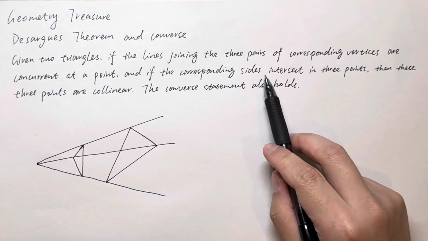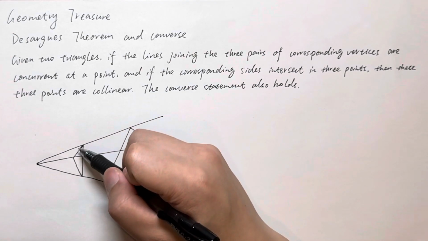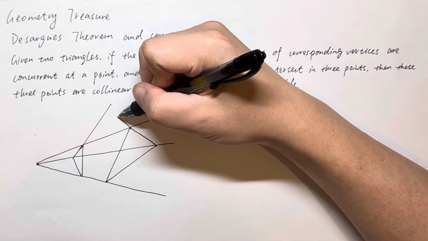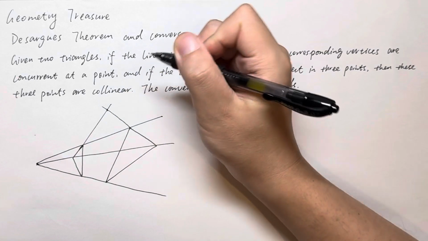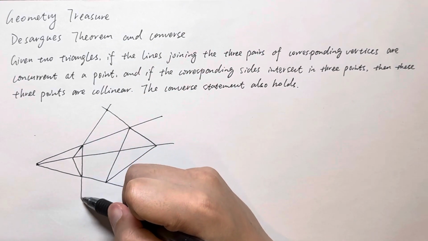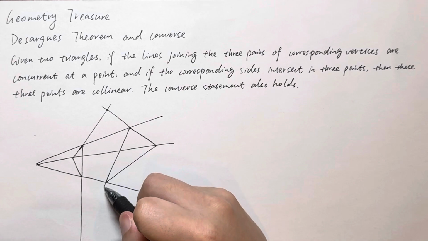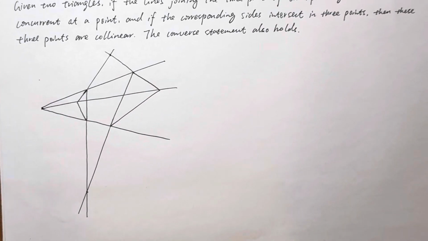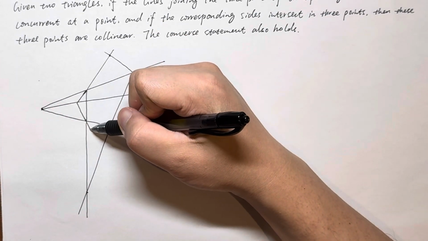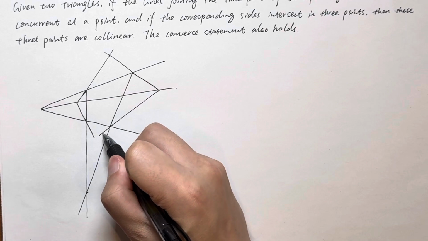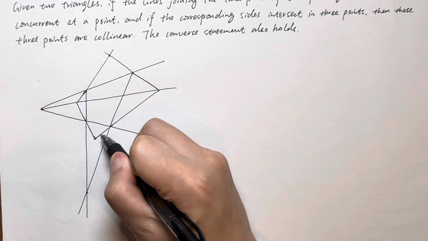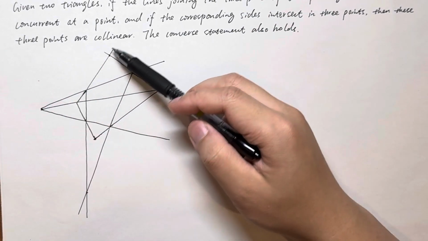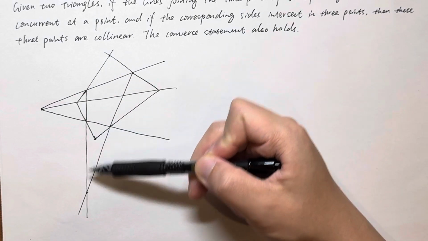And if the corresponding sides intersect in 3 points, so this one and this one intersect on this point, this line and this line intersect on this point, right? And this one and this one intersect on this point. Then the 3 points are collinear, right? These 3 points are collinear.